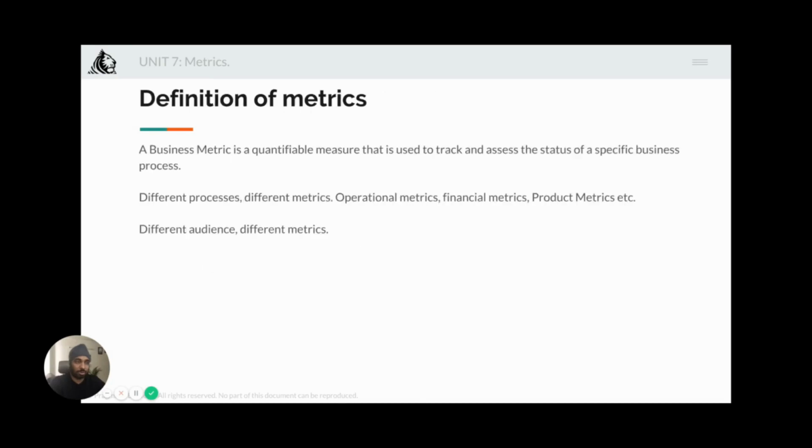So let me define the metrics. What is the definition of metrics? In our context, a business metric is a quantifiable measure that is used to track and assess the status of a specific business process. So, whatever business process or business activity you're talking about, sales, marketing, or operations for that matter, a business metric is a quantifiable metric.